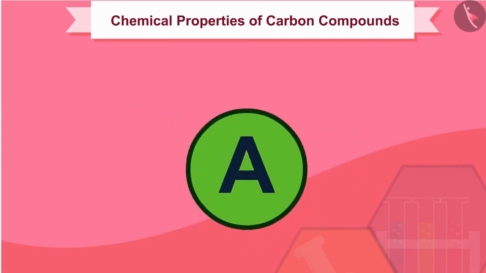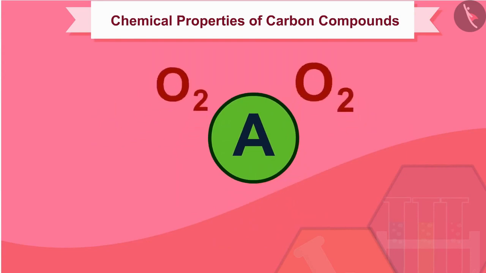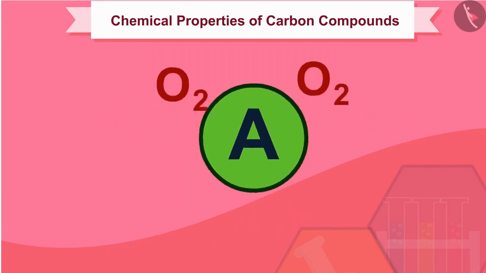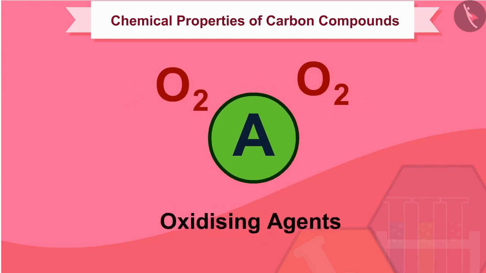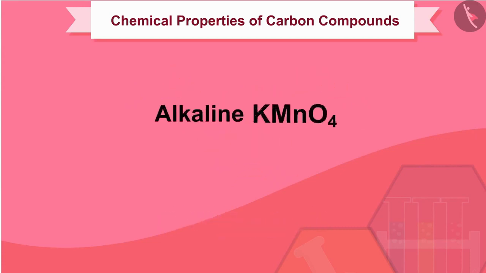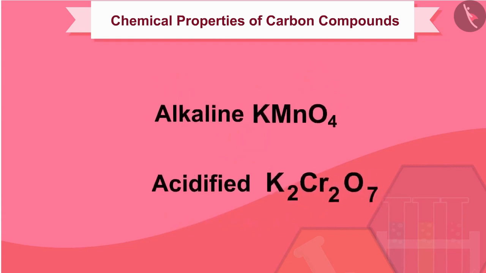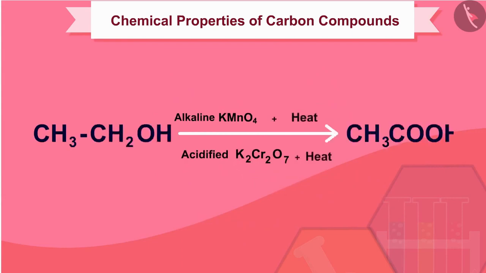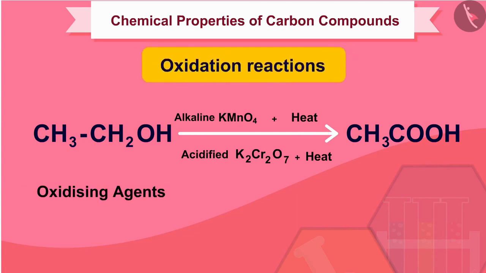We see that some substances are capable of adding oxygen to others. These substances are known as oxidizing agents. Alkaline potassium permanganate or acidified potassium dichromate are oxidizing alcohols to acids, that is, adding oxygen to the starting material. Hence, they are known as oxidizing agents. So, now we know what is oxidation and what are oxidizing agents. Let's move towards the next type of reactions.